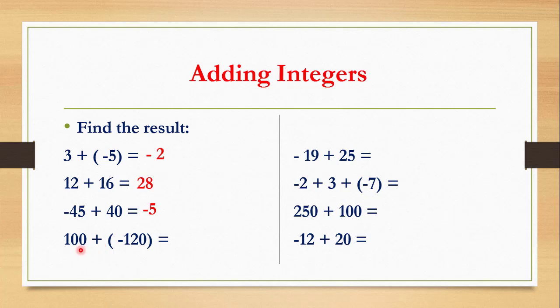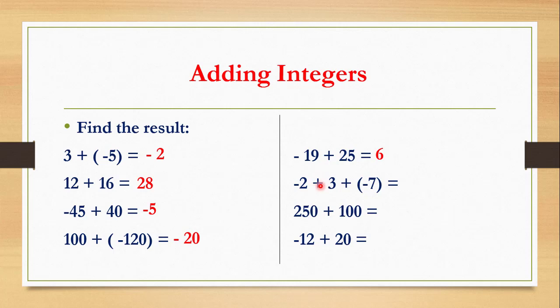In the same way, 100 plus negative 120. Different sign, take the sign of the greater, negative, then subtract. 120 minus 100 is 20, so negative 20. The next one, negative 19 plus 25. Take the sign of the greater, 25, so the sign will be positive. Then subtract 25 minus 19, the result will be 6.